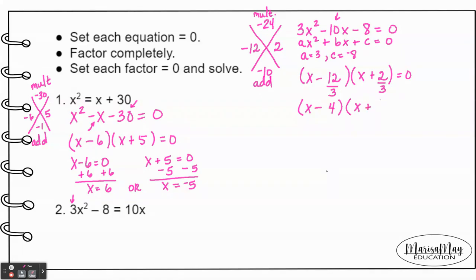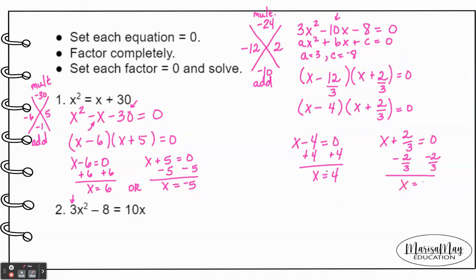And here, and now I'm ready to go ahead and set each of the parentheses equal to 0, just like we did before. For the first one, I'll add 4 to both sides, and I get x equals 4. For the second one, I'll subtract the 2/3, and I get x equals negative 2/3. So I get both solutions again, x equals 4 or x equals negative 2/3.